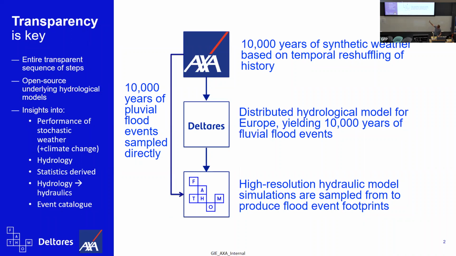So essentially the rest is really quite standard, I would almost say, for how to establish such an event catalog. Come up with a very long series of events, and then you sample from those events what the impacts are on your portfolio. And we use a combination of stochastic weather generation on the top, which AXA leads itself, distributed hydrological models, which is done by Deltares with our Wflow model instrument, and then high resolution hydraulic model simulations set to sample events from and stitch them together into events, and spatially distinct events.